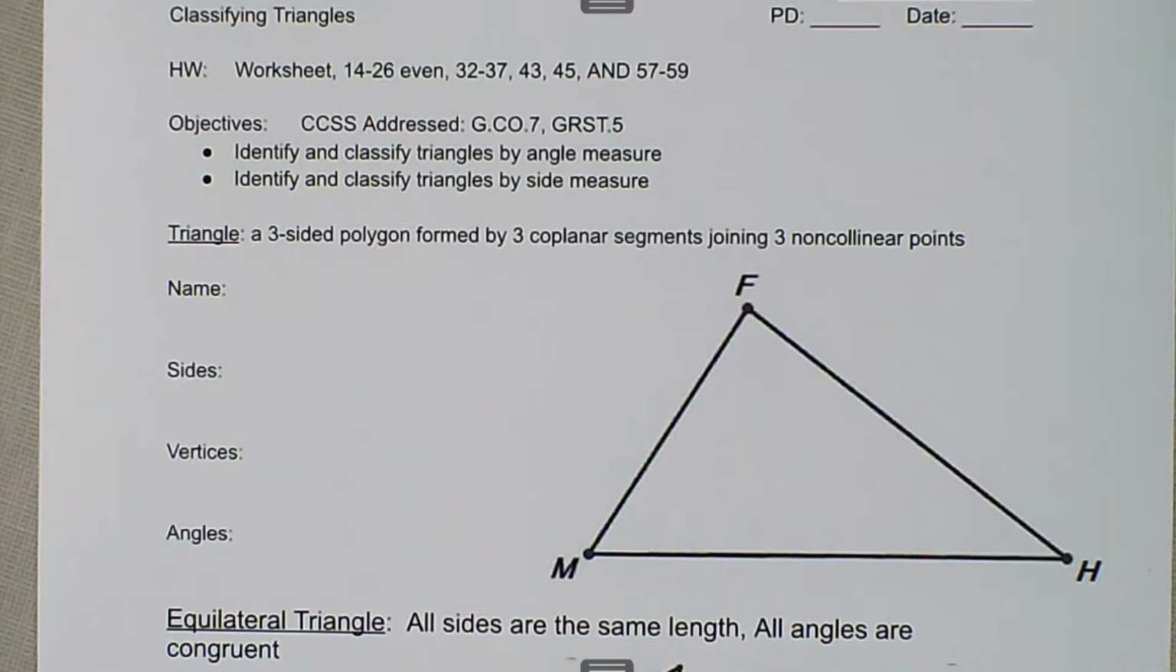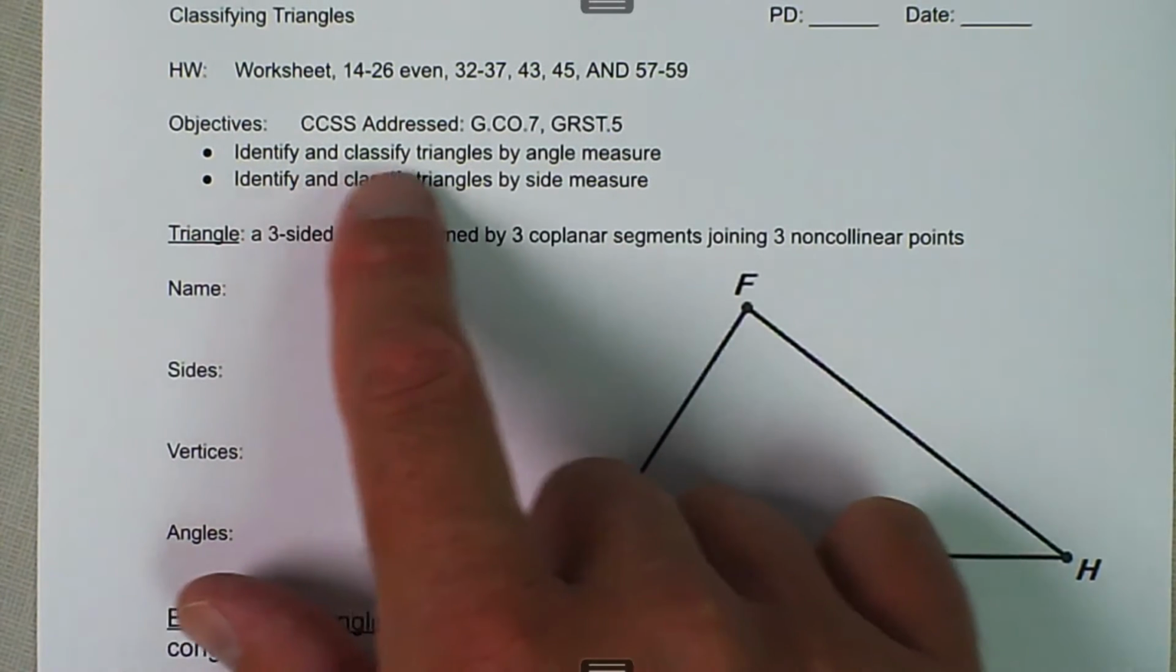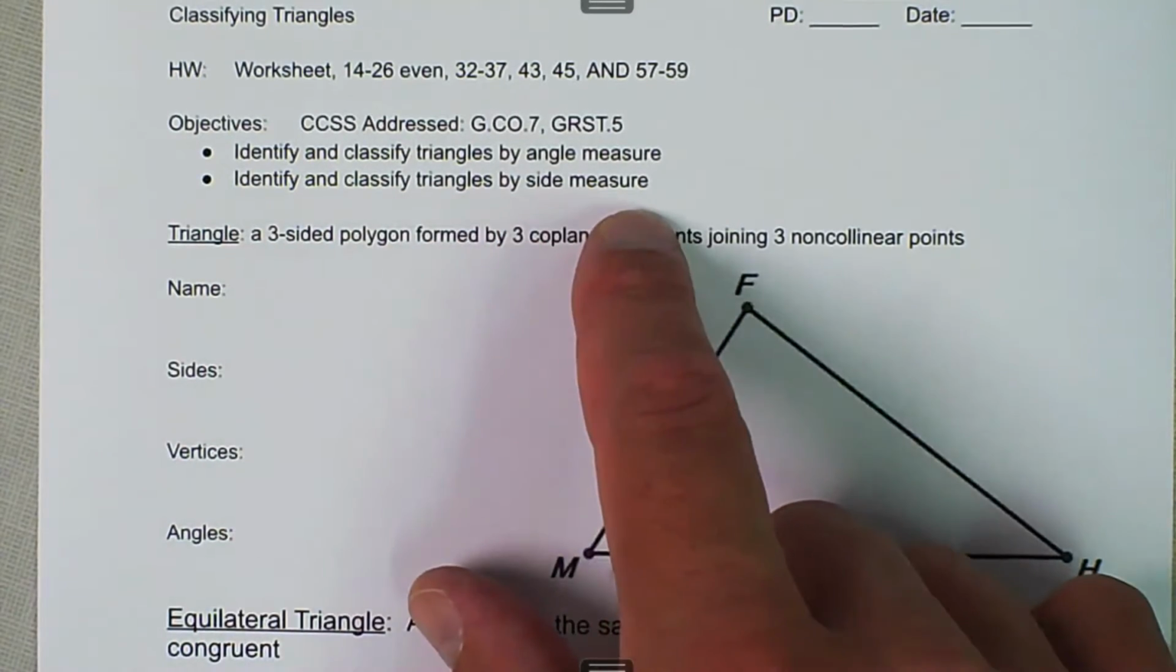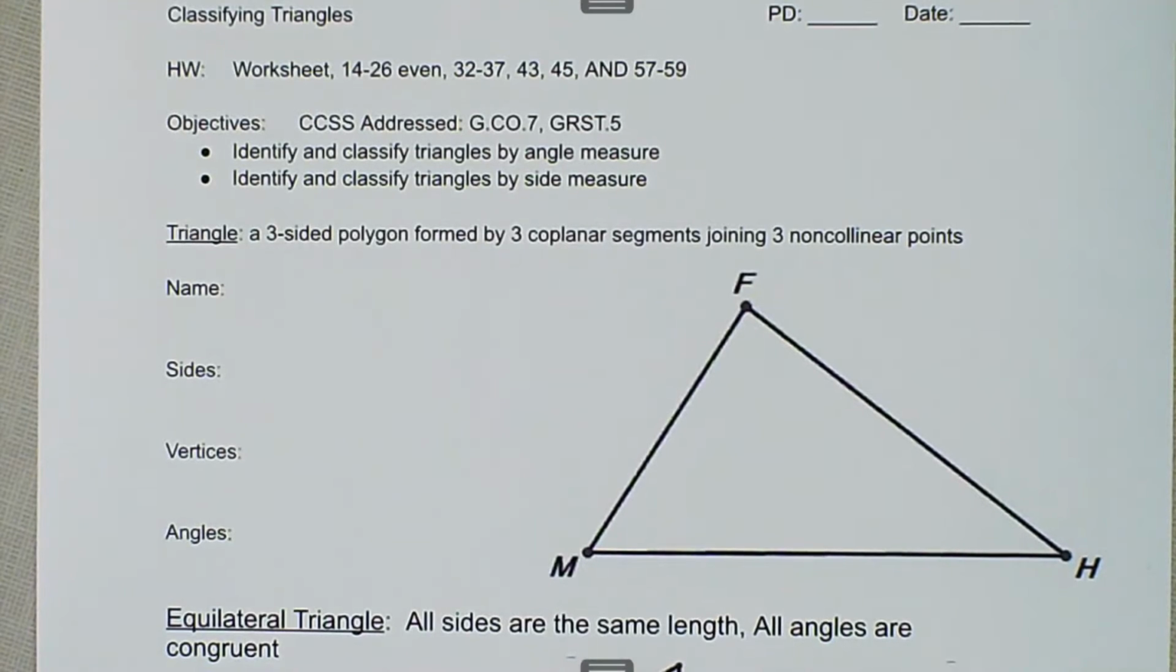We are talking about classifying triangles, and we want to identify and classify triangles by angle measure, and identify and classify triangles by side measure. And the first thing we want to talk about is what exactly is a triangle.